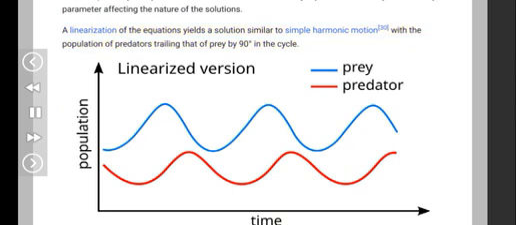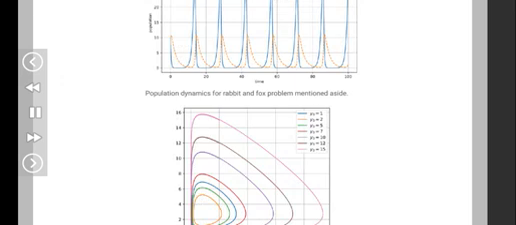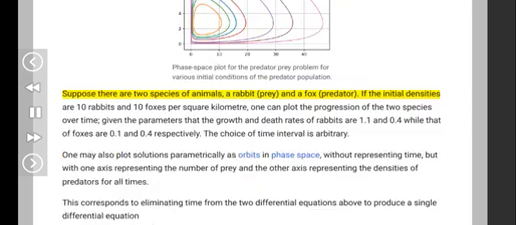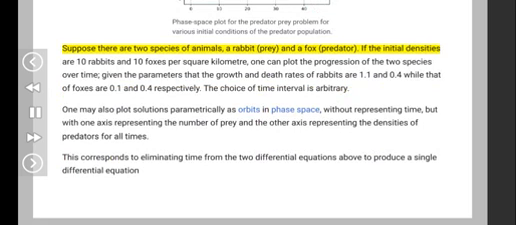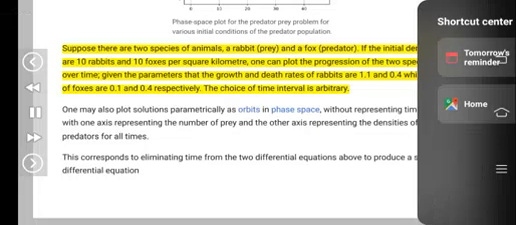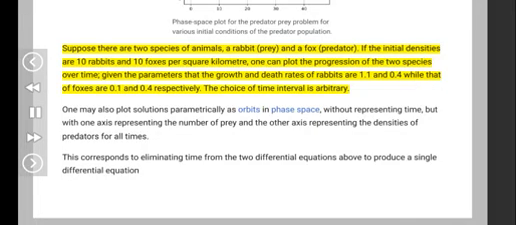A simple example. Population dynamics for the rabbit and fox problem mentioned aside. Phase space plot for the predator-prey problem for various initial conditions of the predator population. Suppose there are two species of animals, a rabbit prey and a fox predator. If the initial densities are 10 rabbits and 10 foxes per square kilometer, one can plot the progression of the two species over time, given the parameters that the growth and death rates of rabbits are 1.1 and 0.4 while that of foxes are 0.1 and 0.4 respectively. The choice of time interval is arbitrary.